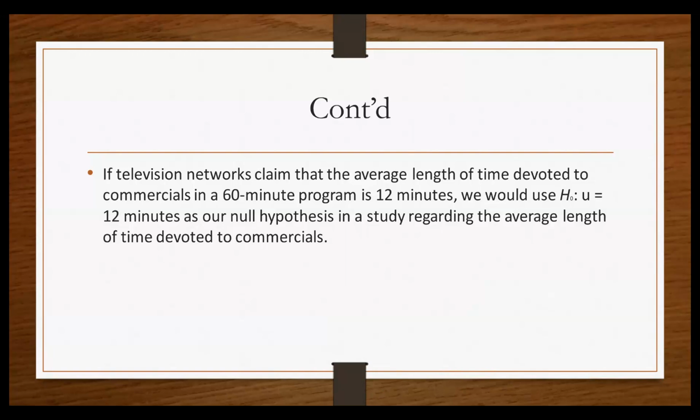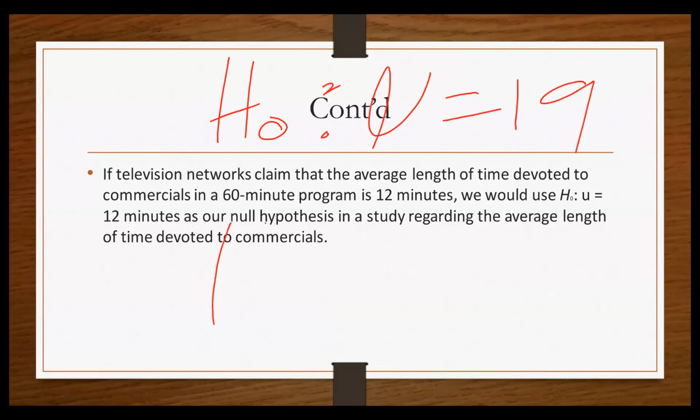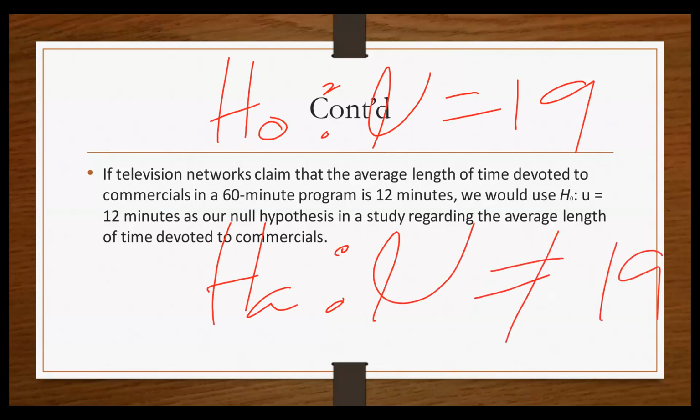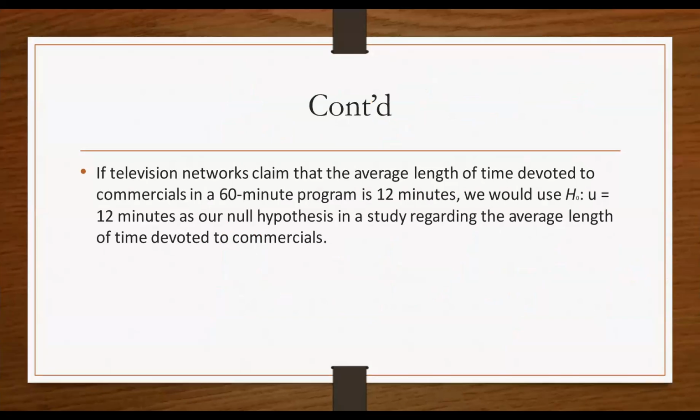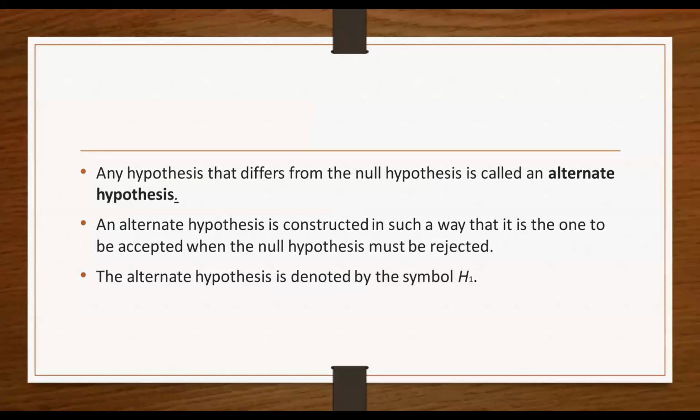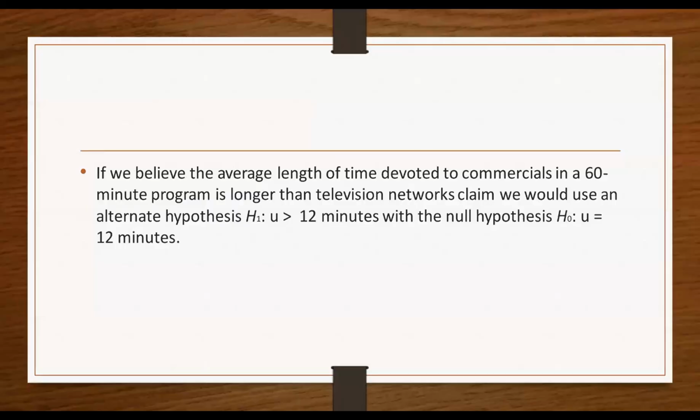So first of all, the null hypothesis will be such that mu is equal to 19. Then the alternative hypothesis will be such that mu is not equal to 19. That is very important for you to understand about how we form the hypothesis. Any hypothesis that differs from the null hypothesis is called an alternative hypothesis. I've said this already.